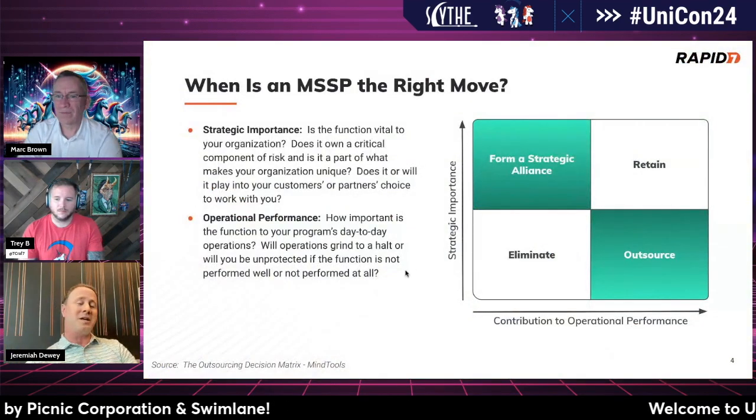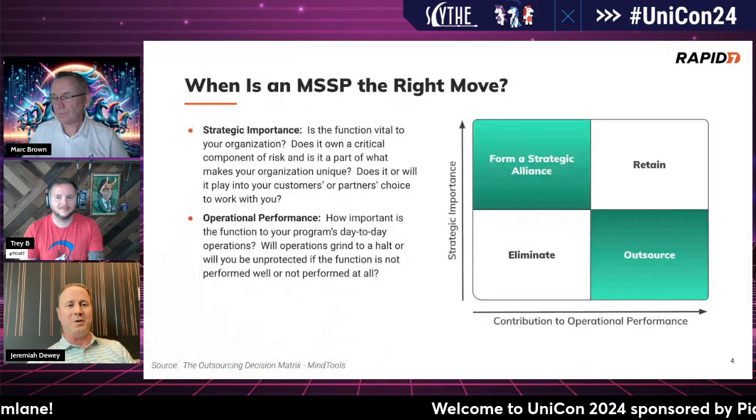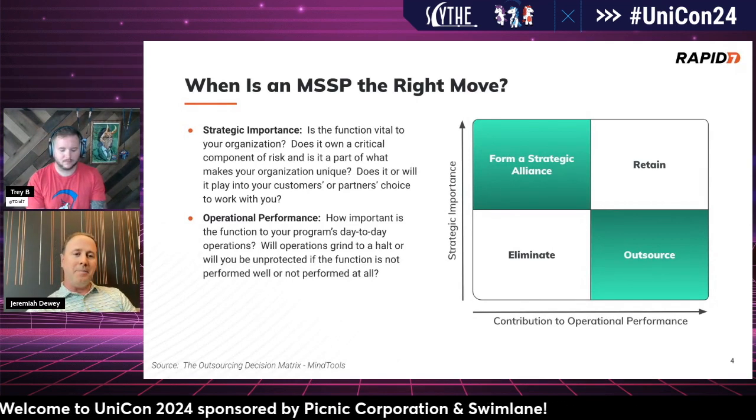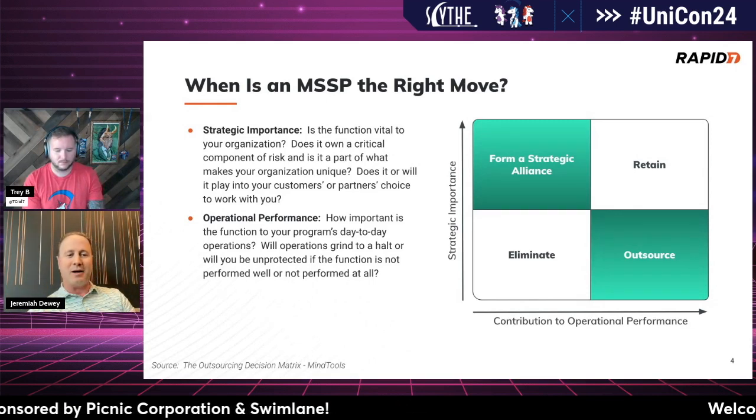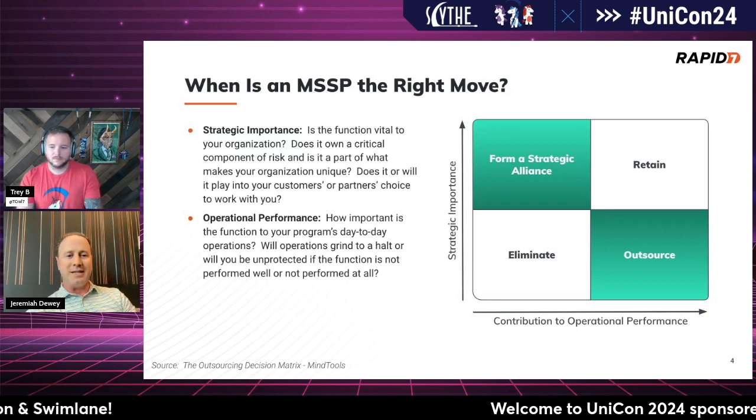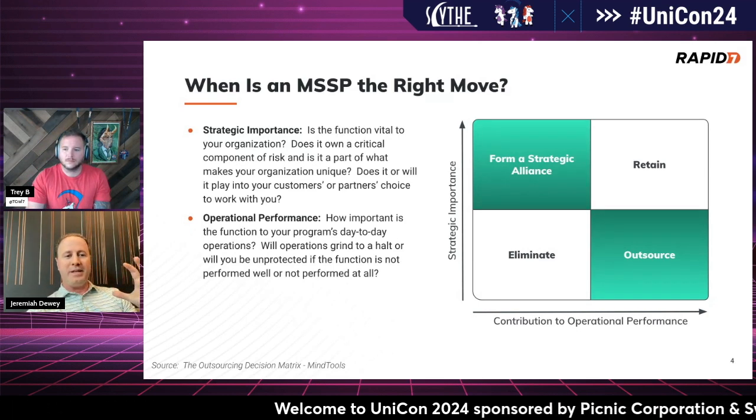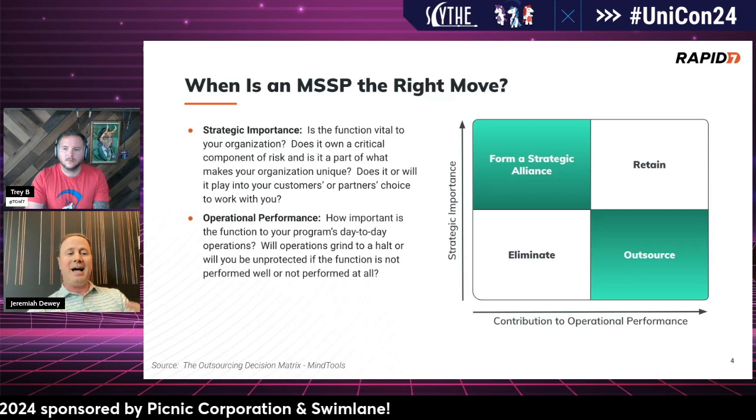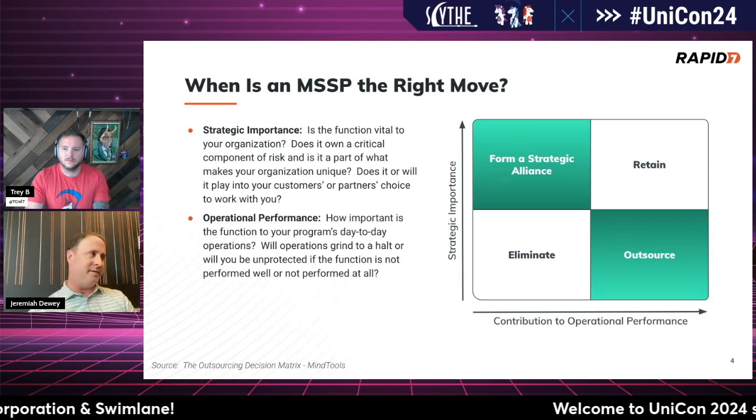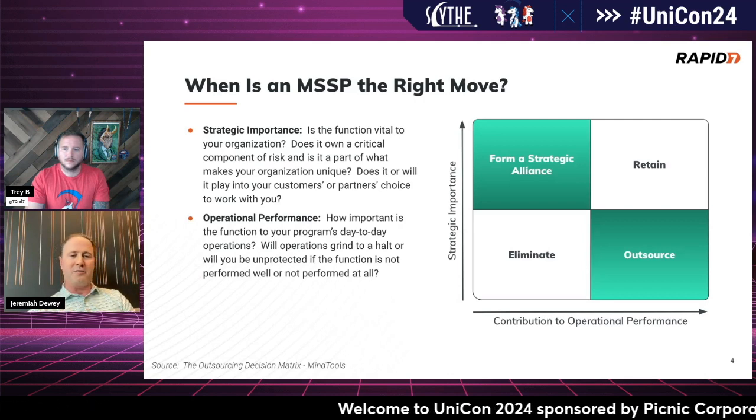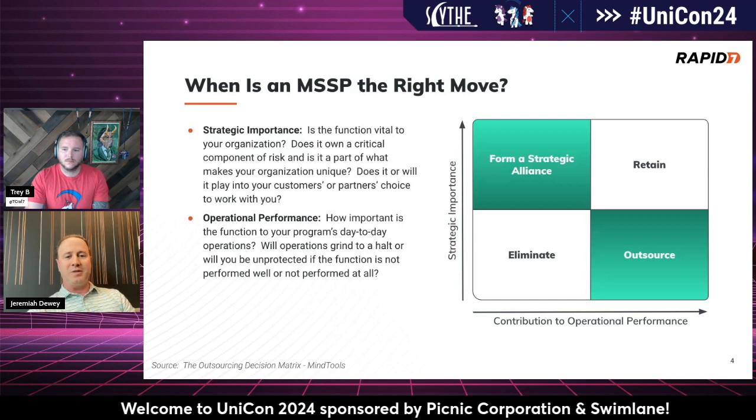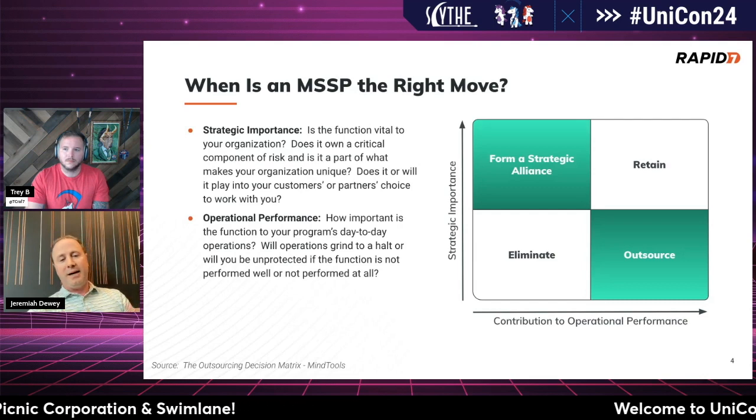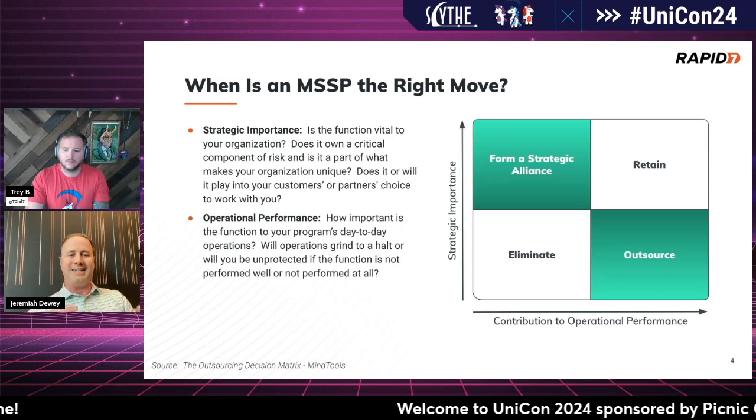But this one in particular is an interesting one on the decision process for when it's the right time to make a move with engaging with a partner. The way to look at this is it's very similar to the Eisenhower matrix on making decisions based on urgency and importance. The way to look at this is the things that you need to accomplish, or the areas of your security program, whether they're in strategic importance, which is, okay, how vital is this function to our company, if you're a company, or if you're a nonprofit, if you're in the government, to our organization or our agency. Does it own a critical component of risk to the organization? Is it a key part of what makes us unique? And then you look on the other axis here of the operational performance and the day-to-day, how important is it?